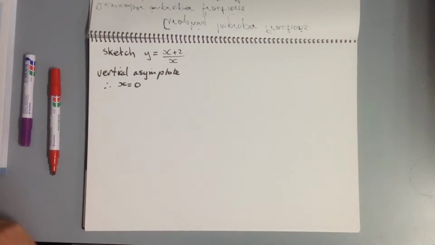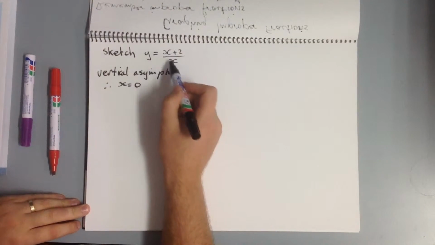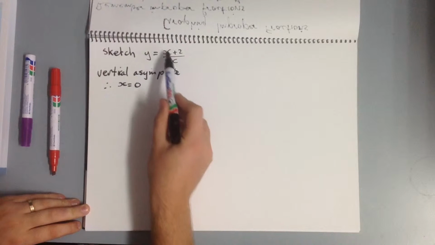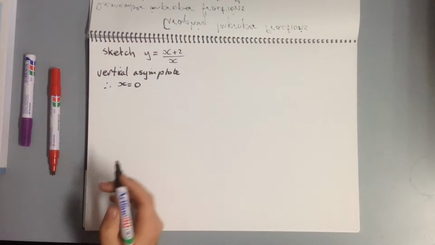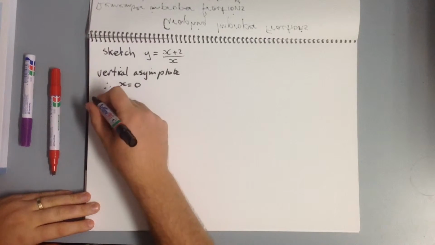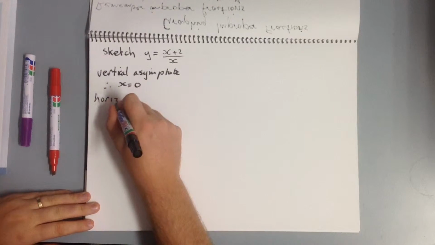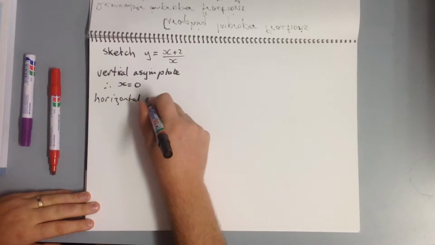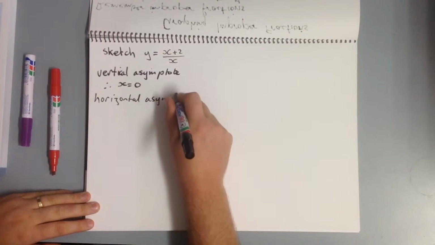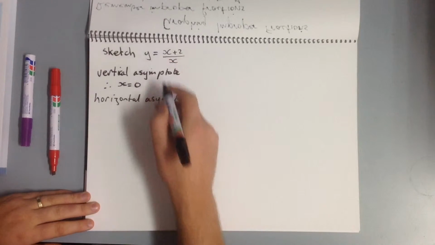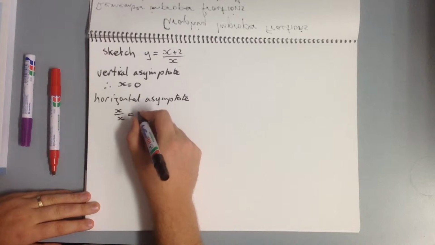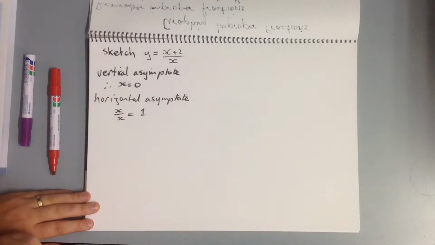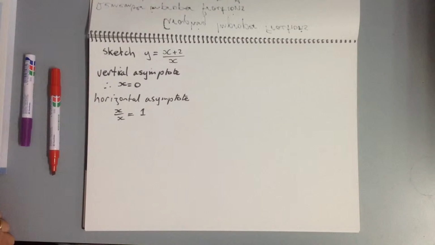Now when we're looking at our horizontal asymptotes, all we're going to look at is the first term of each of the two parts of our equation. So in this case, x and x, and we do the division. For our horizontal asymptote, we go x over x, which is equal to 1. So we're going to have a horizontal asymptote at y equals 1.